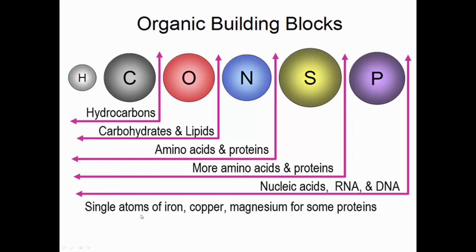We throw in sulfur, and we can actually start making more amino acids and more proteins, and we throw in phosphorus and we can make nucleic acids like RNA and DNA. And we do need some other atoms to come in, iron, copper, magnesium, and some others to make some of the proteins, because again, proteins are very, very important. And this is the CHNOPS, not quite in the order for making these materials, but it is the CHNOPS.